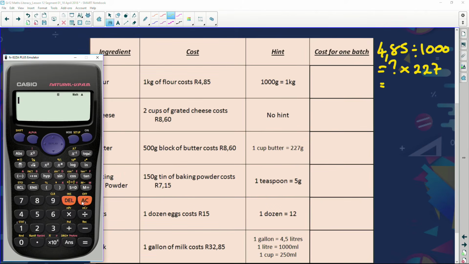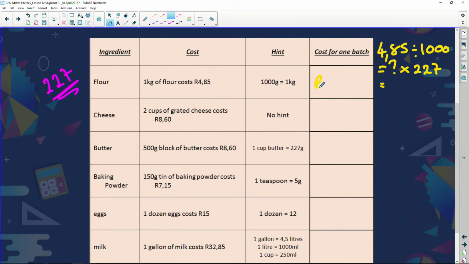Out comes the calculator and I say R4.85 and we're going to divide that by 1,000 grams. That means each gram cost me a very little bit of money. In fact, my calculator is showing 4.85 times 10 to the minus 3. But I want times 227 because I want 227 grams. And look what it gives me. R1.10. So this for one batch is going to cost me R1.10. Let's get a nice color out here that we can see. Cost R1.10.